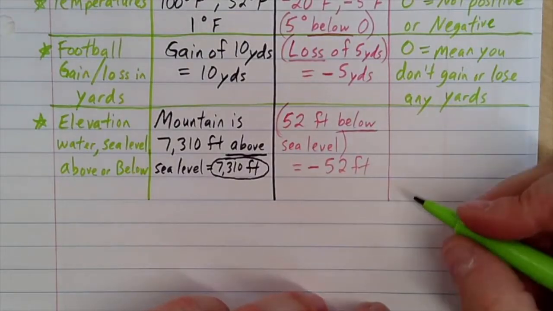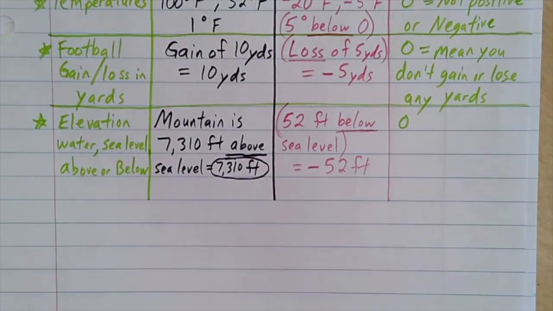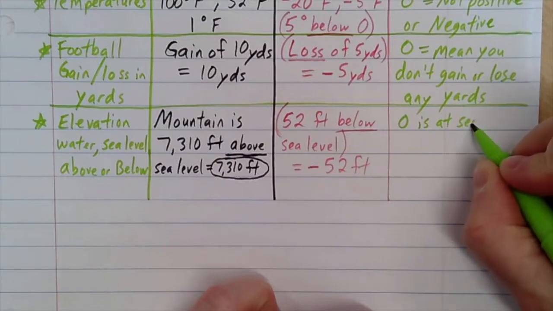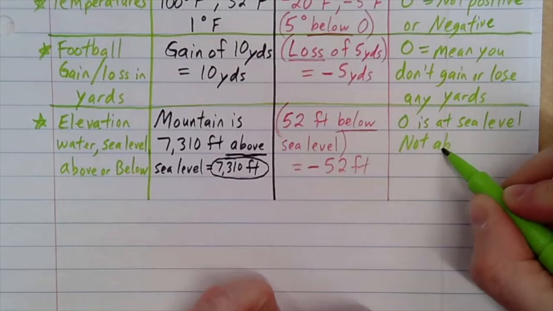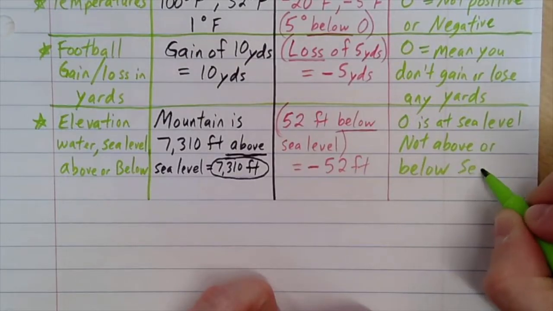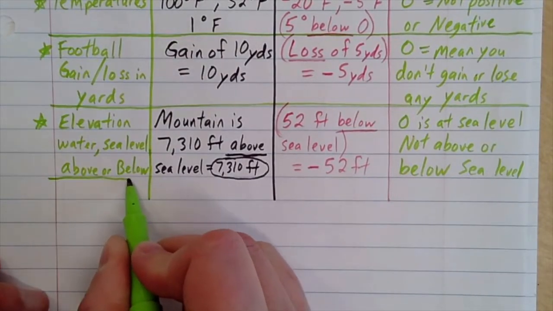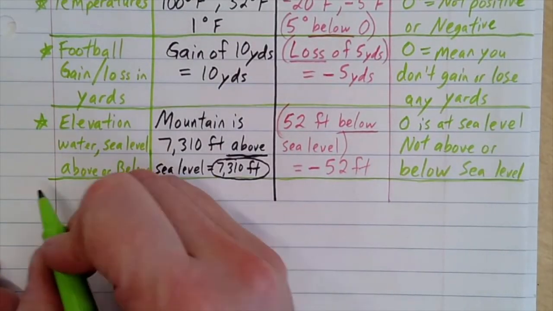What about 0? What would 0 represent? 0 is like at sea level, so you're not above or below. At sea level, you are not above or below sea level. Another popular thing where you have a plus and minus is money. When we're talking about money, situations with money.